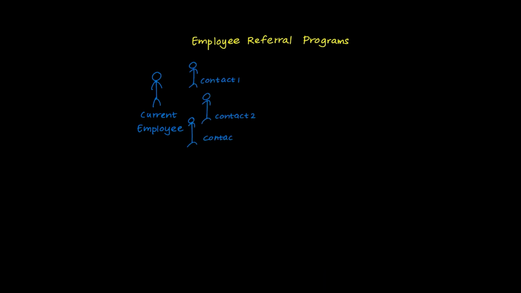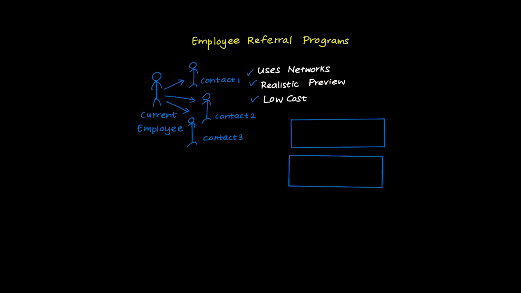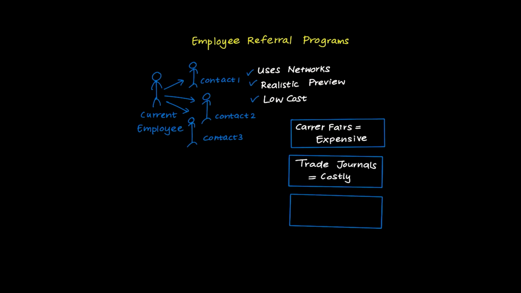Employee referral programs leverage your existing workforce's networks to find candidates. Your employees know talented people, and they can give realistic previews of what working at the company is actually like. Referral programs have low cost per hire compared to other methods. College career fairs are expensive and time-consuming. Trade journal advertising costs money and doesn't tap personal networks. Public employment agencies offer free listings but don't provide the insider perspective that employees can share with their contacts.